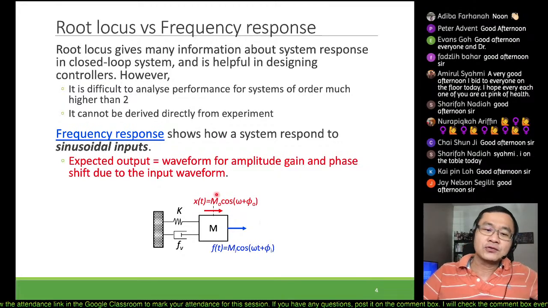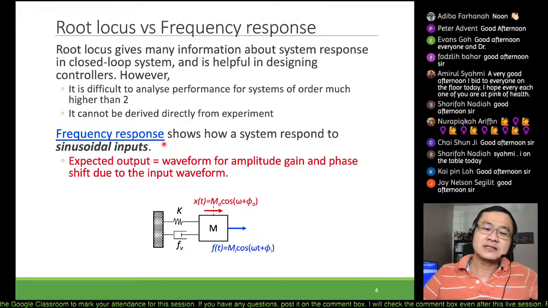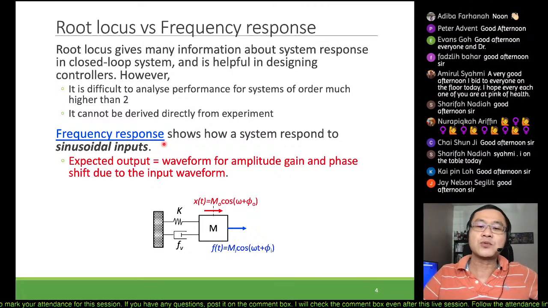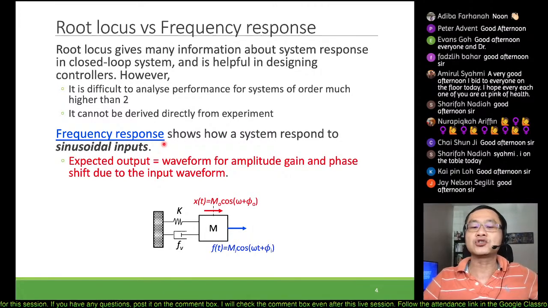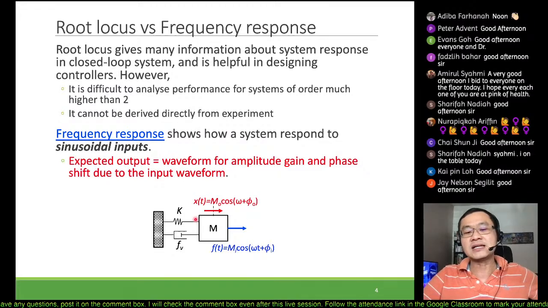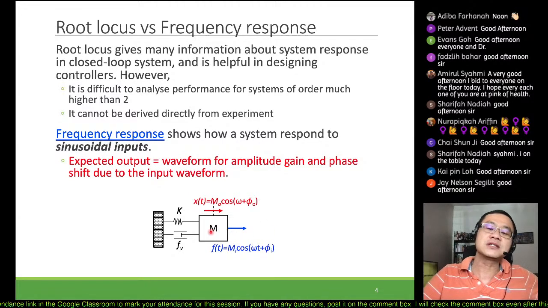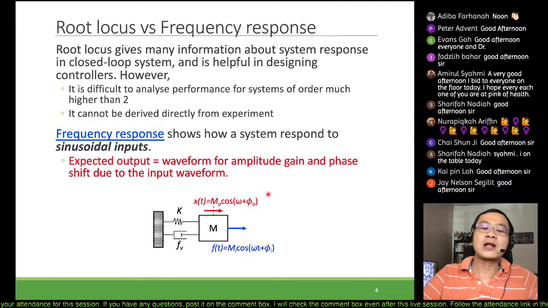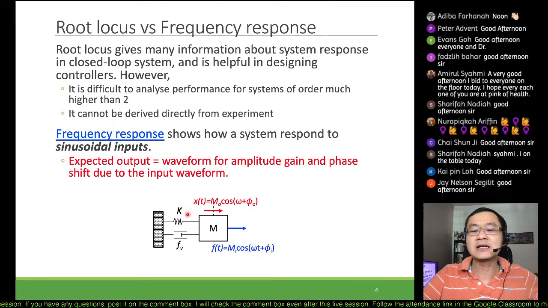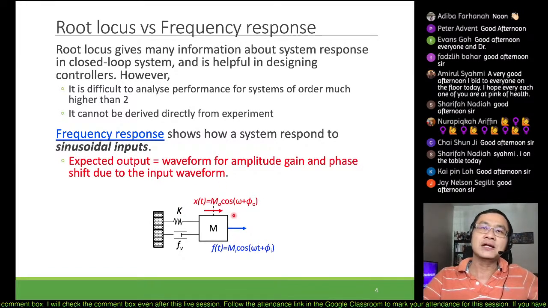Generally, as stated here, frequency response shows how a system responds to a sinusoidal input. You can see that in this system, we may want to give a sinusoidal or oscillating type of input in the form of force. We give the force in oscillating form, and we want to evaluate how the output responds to the given input.